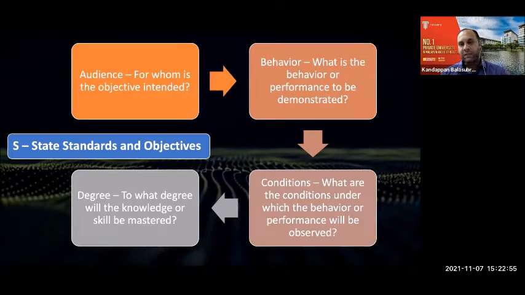Number three is conditions. What are the conditions under which behavior or performance will be observed? For example, your learning material is an article they are reading, then you ask them to articulate the SWOT analysis from the article. So that's going to be a condition, right? The SWOT analysis is conditioned from your teaching resources.